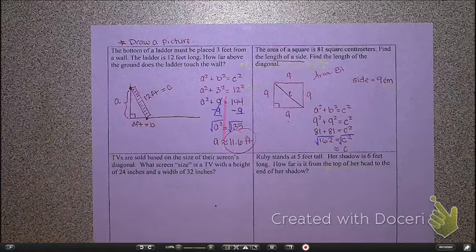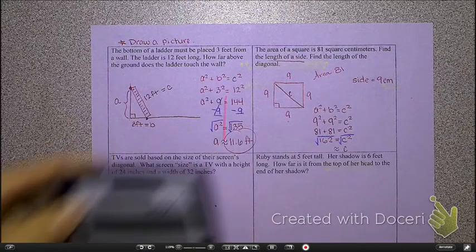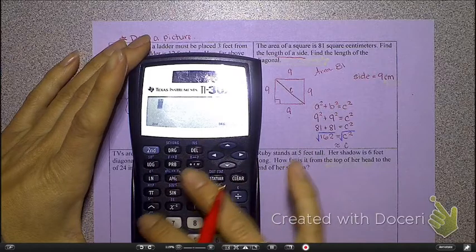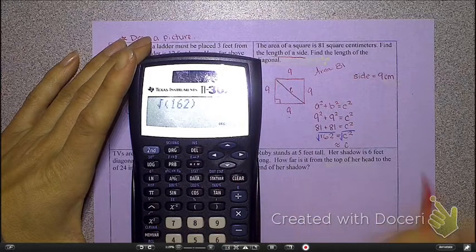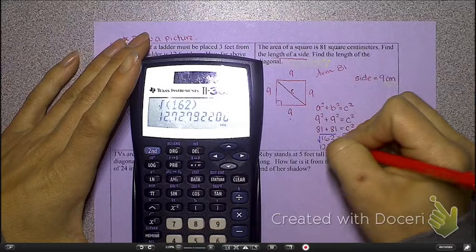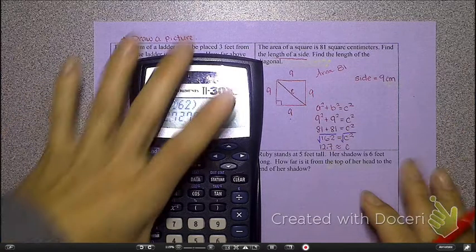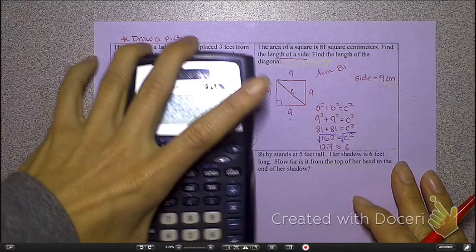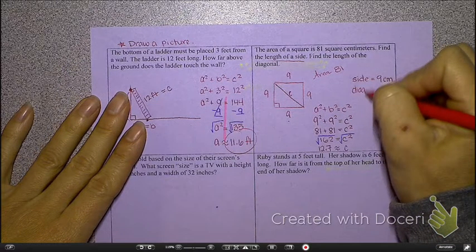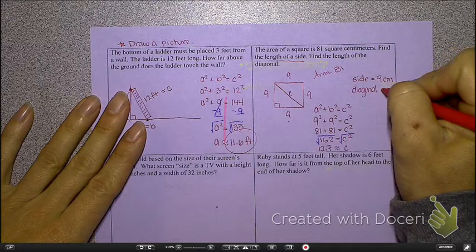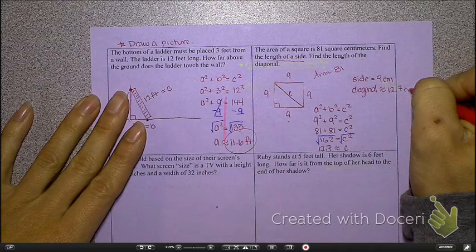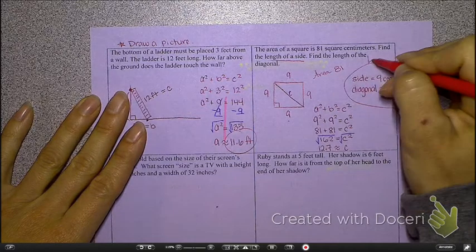Okay, so what did you guys get for that square root when you did that? 12.7? Yeah, about 12.7, right? Okay. So, the second question was asking us to find the length of the diagonal. So the diagonal, I'm going to put it's about equal to 12.7 centimeters. Okay, so these are my 2 answers right there.